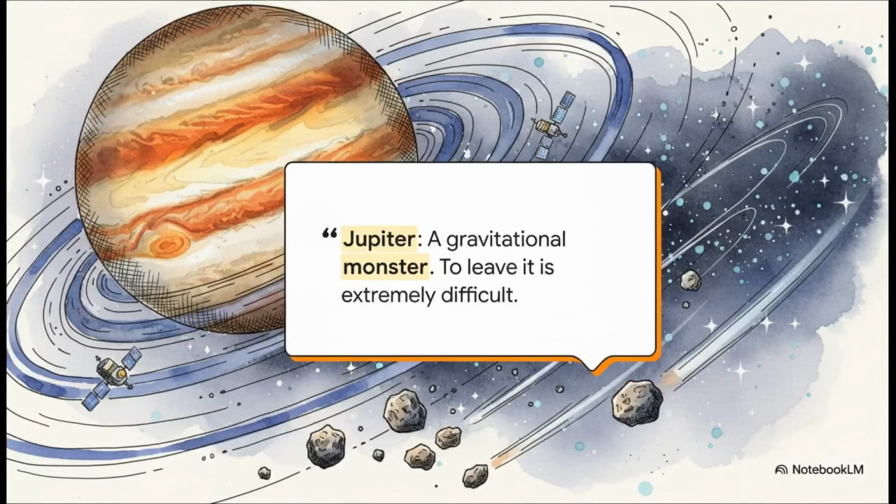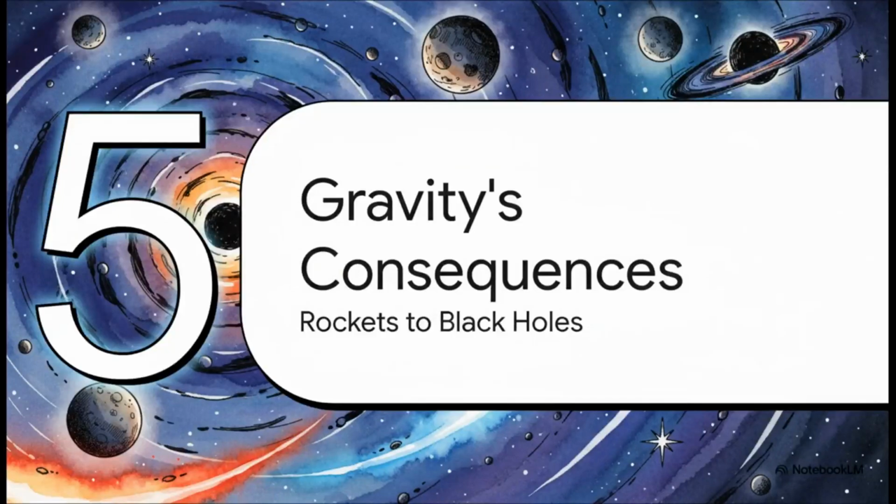Note Jupiter's immense escape velocity of over 60 kilometers per second. This is a testament to its enormous mass and its consequently deep gravitational well. It truly is a gravitational monster, making it extremely difficult for any object to leave its grasp. Finally, we will explore the profound physical consequences that arise from these velocity thresholds, from the practicalities of rocket science to the exotic physics of black holes.